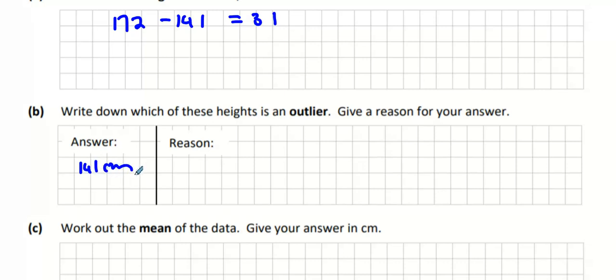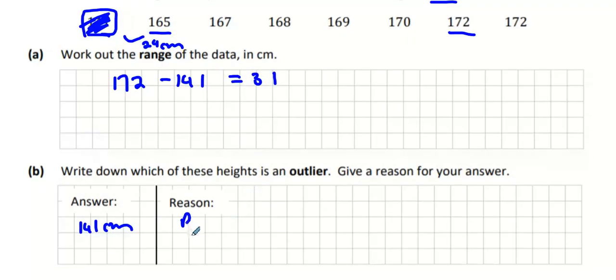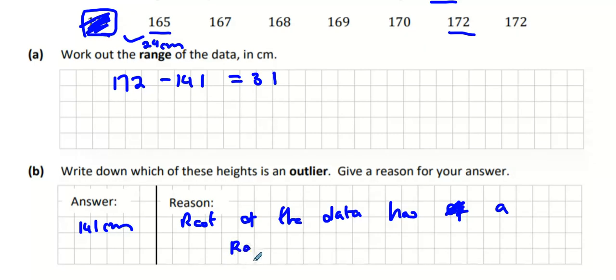141 centimeters. And what's the reason? If we exclude the 141 from the list, the rest of the data only has a range of 7. You can say the rest of the data has a range of 7. Okay, we all good with that?